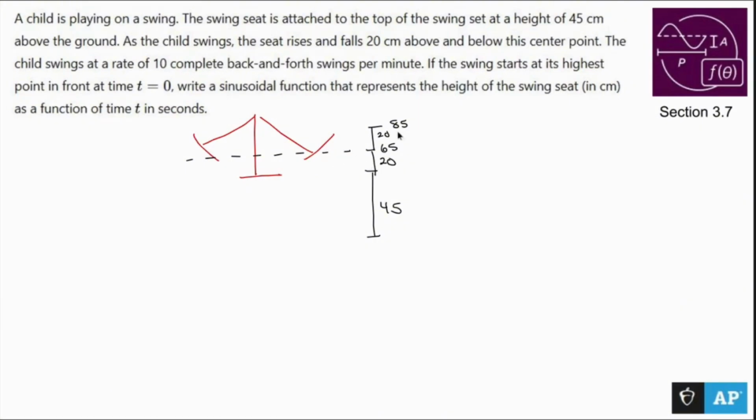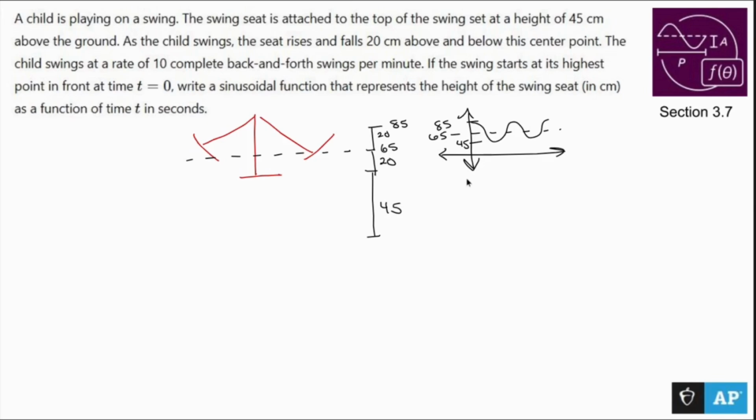In this problem, it starts at the top and then swings. So this picture that I'm going to get is up here at the very top, I'm at 85. Then I have this midline at around 65. And at the very bottom, I'm at 45. It's going to start at the top and then go up and down.